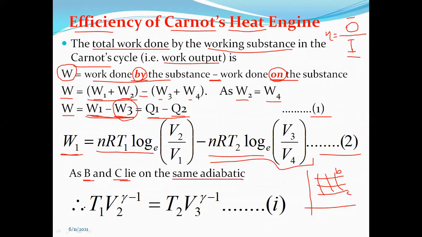Therefore, T1 V2 raised to gamma minus 1. If you remember the adiabatic relations, then for B and C we can write T1 V2 raised to gamma minus 1 is equal to T2 V3 raised to gamma minus 1. This is the first sub equation.